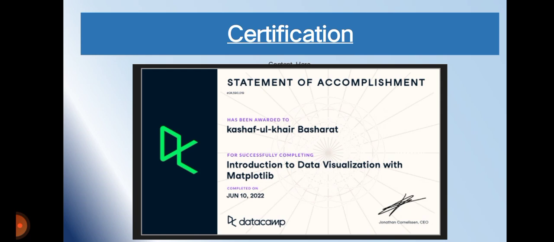At last, this is a certificate of accomplishment that I received from DataCamp on completing Introduction to Data Visualization with Matplotlib. So thanks all, that's all from my side.